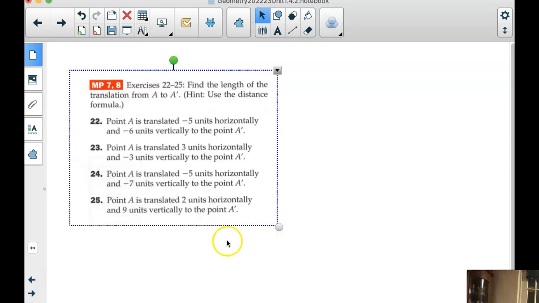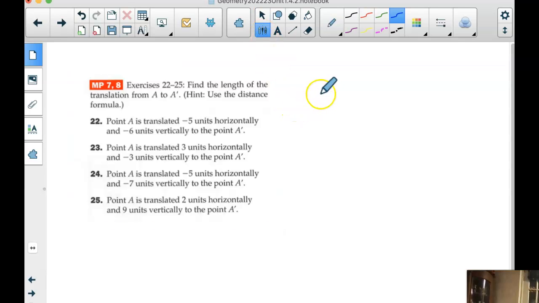In exercises 22 through 25, find the length of the translation. First we're going to do the distance formula. The distance formula, I will write it for you. I don't think that you've learned this before, so I don't quite know why they're throwing it in now, but they are. And we can do anything we want.